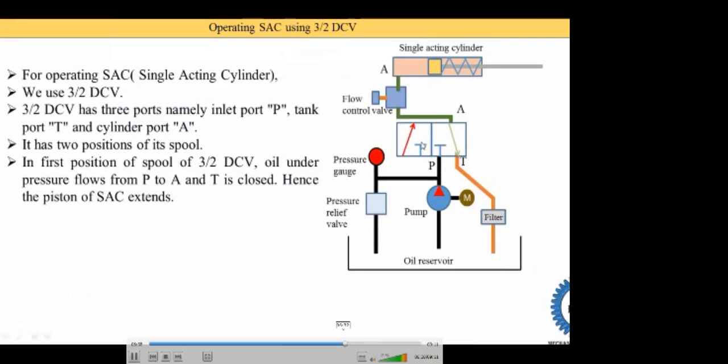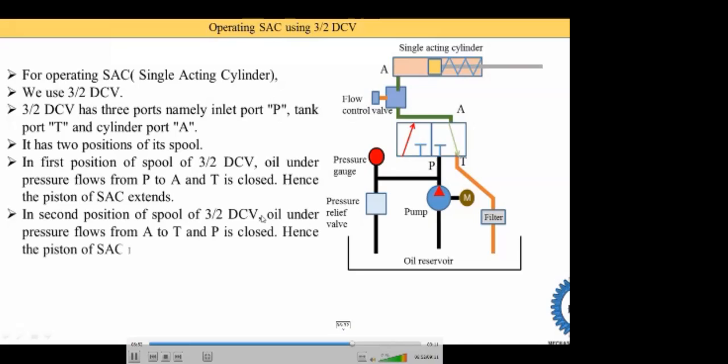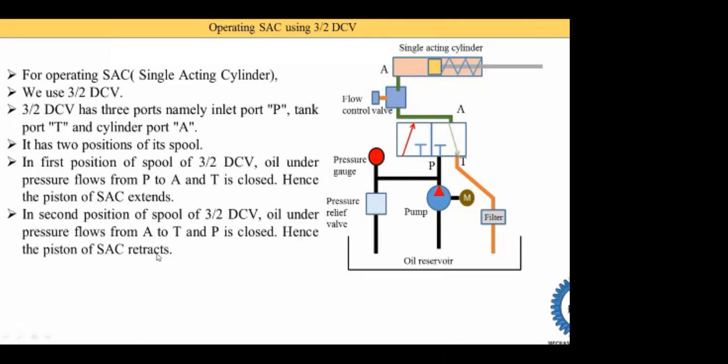Now here you see our diagram is changed and it comes onto the second position. Now you know the symbols and understand the first position, so you can understand the second position by yourself. You don't need more explanation, but I can explain it. Now in the second position of the spool of the 3/2 DCV, oil under pressure flows from A to T. And the P is closed, hence the piston of the single acting cylinder retracts. Now suppose you don't know which directional control valve is used, first position or second position.